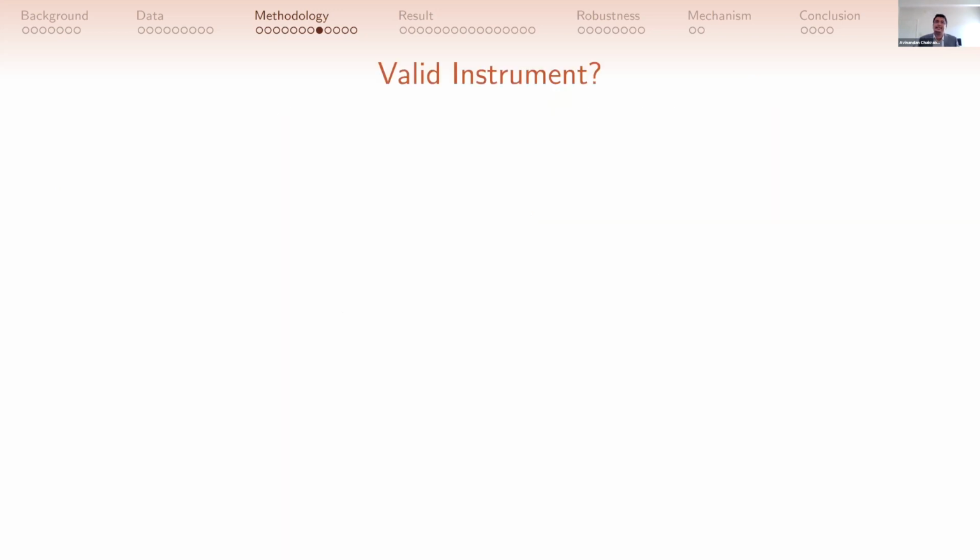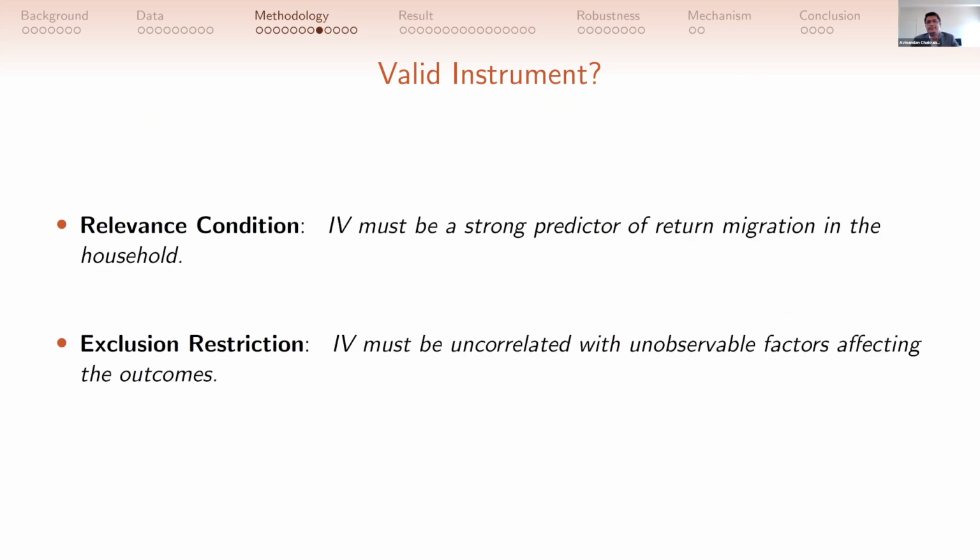So is the instrument valid? For the validity of the instrument, it should satisfy 2 conditions. The first is the relevance condition, and the next is the exclusion restriction. The relevance condition is that the IV must be a strong predictor of return migration in the household. We can verify this from the chi-square obtained from the first stage, chi-square because this is a nonlinear setting. For the exclusion restriction, which is that the IV must be uncorrelated with unobservable factors affecting the outcomes, we do several robustness checks, and we also check for validity.